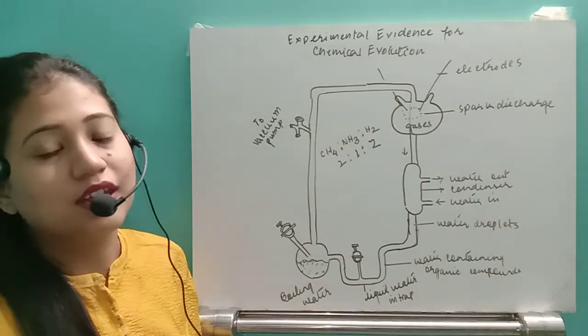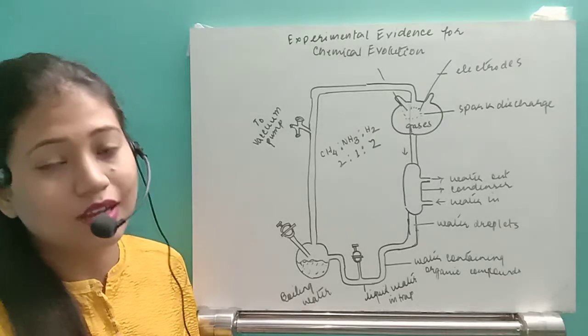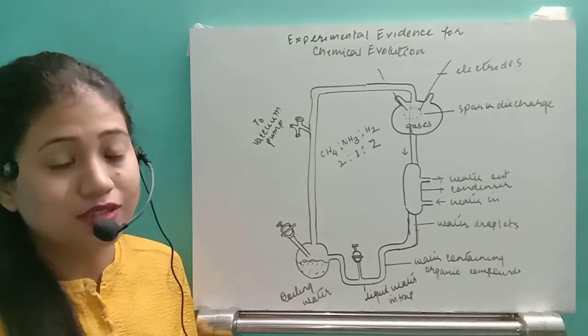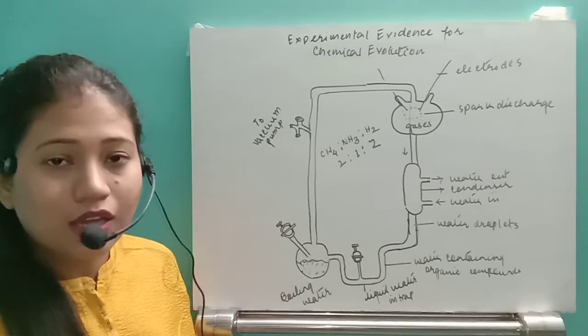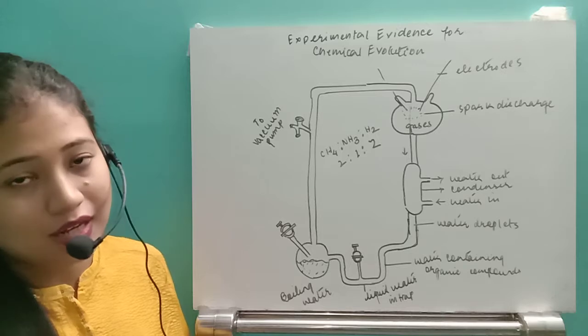Hello students, in the earlier video we have seen the chemical origin of life. I said that the chemical origin of life, or the chemogenesis theory, is the most accepted theory. Earlier, this theory was given by two scientists, Oparin and Haldane.